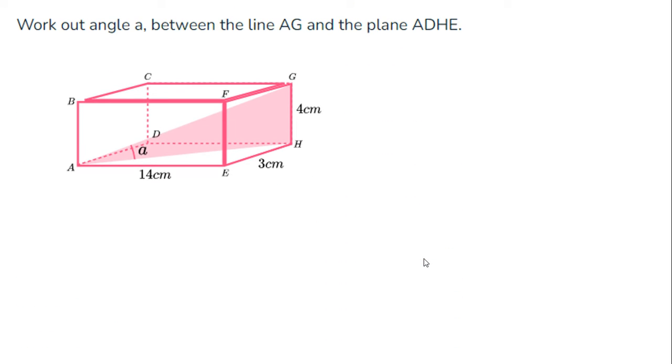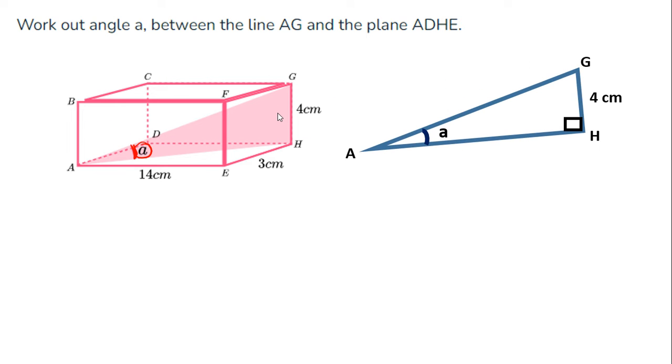So today's question is: work out the angle A between the line AG and the plane ADHE. As you can see, this is a specific cuboid, and within that there is a triangle. This A is the angle that we're supposed to find, and this angle is basically trapped in the triangle AGH. So first thing is that I can just simply grab out my AGH for a better picture.